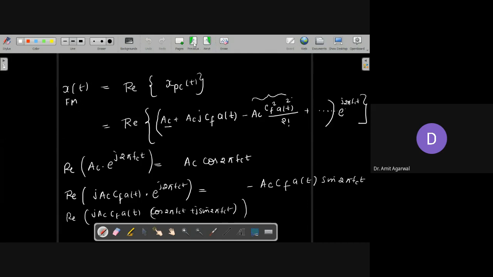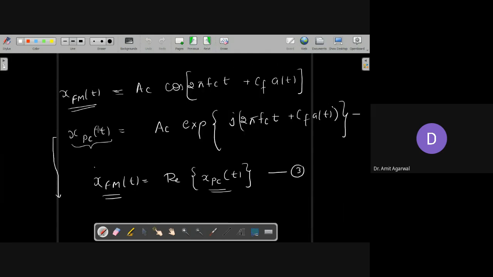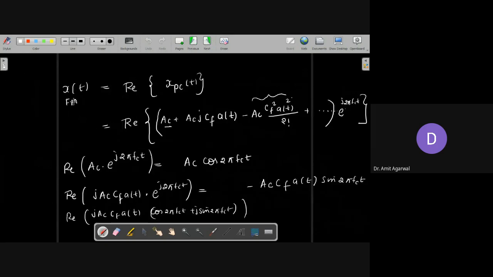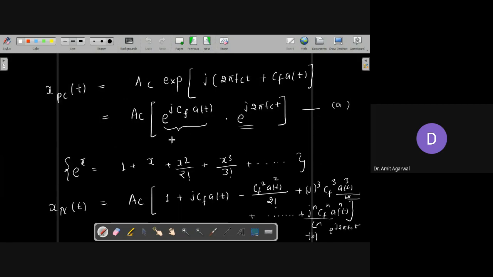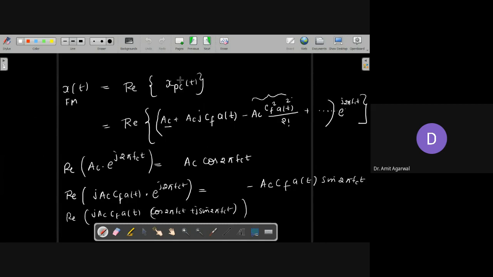As we know from our previous discussion, xFM(t) is nothing but the real part of this complex passband signal. We write xp(t) from this equation and replace it here. So the other representation of our frequency modulated waveform is the real part of Ac plus j Ac cf a(t) minus Ac cf square a square(t) by factorial 2 and so on. We have taken just three terms, and there are infinite terms.